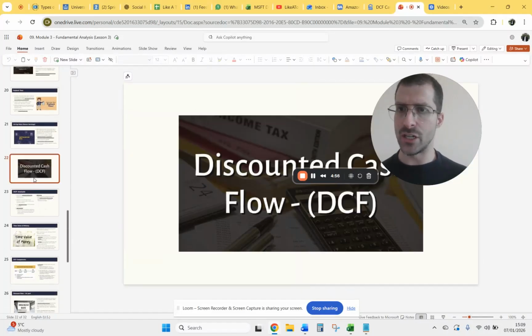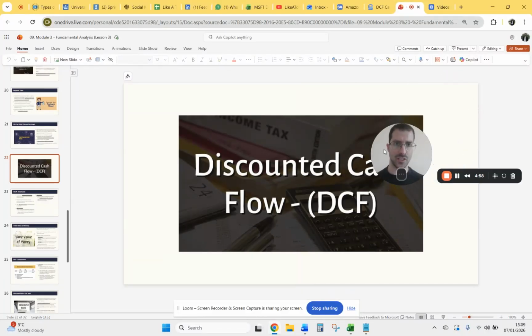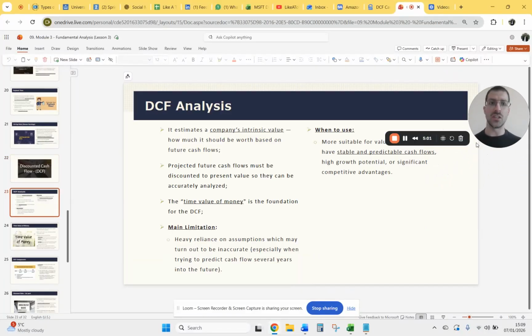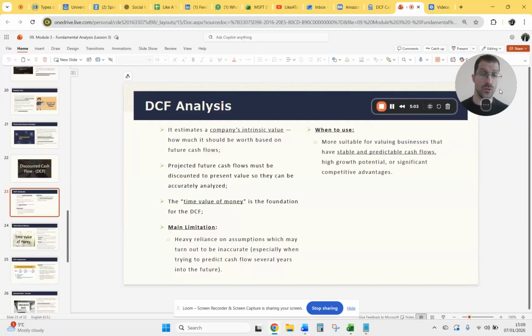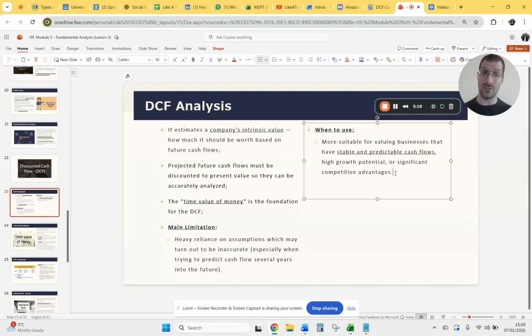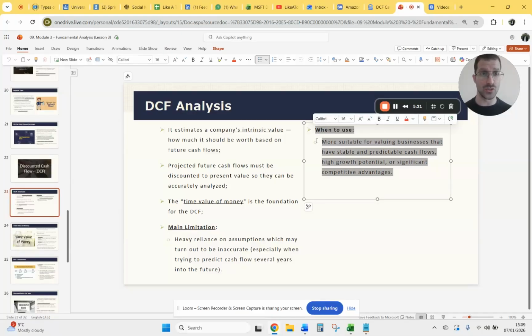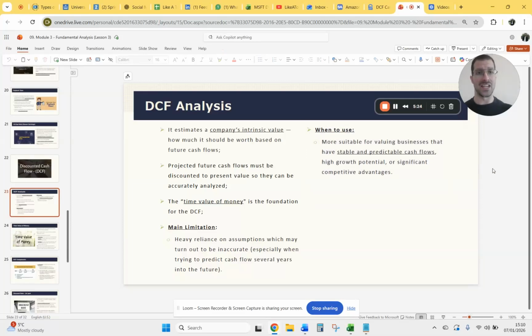So if I go here to DCF, let's start with this one and let me minimize this. Okay. So what is the point of using this method in the first place? So when do we use it? It's more suitable for valuing businesses that have stable and predictable cash flows, high growth potential, or significant competitive advantages. As a matter of fact, you can even use the DCF for companies whose cash flows are bumpy, for example, Amazon. And I will give you an example as well. I will give you examples in this video right here. So make sure you watch it till the very end.